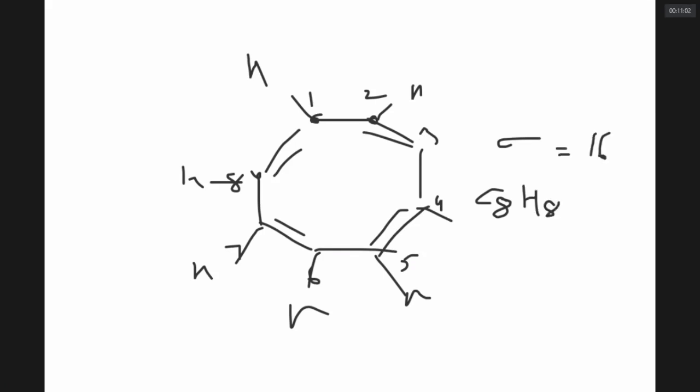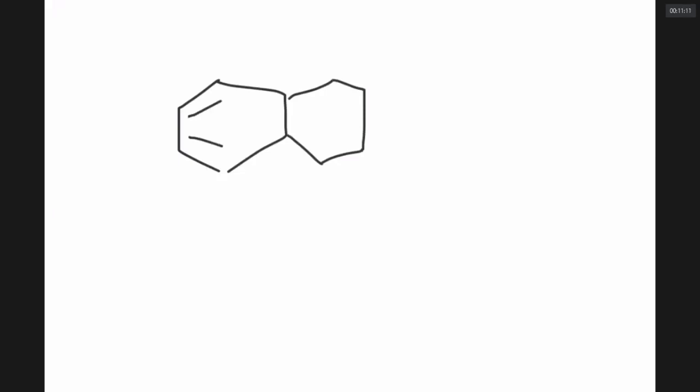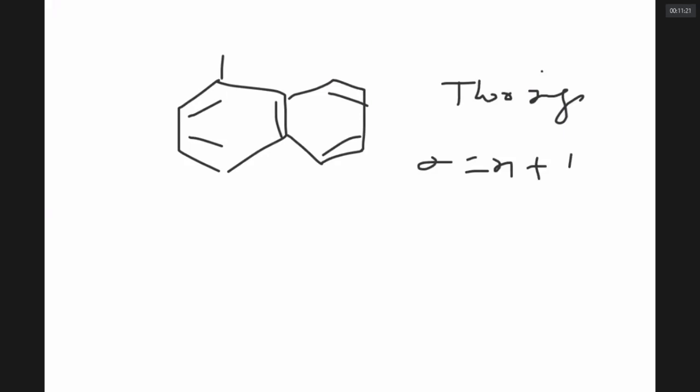Ladies and gentlemen, if I have a structure like this, it has 2 rings. If it has 2 rings, sigma bonds is equal to number of atoms plus 1. So what is its formula, sir?